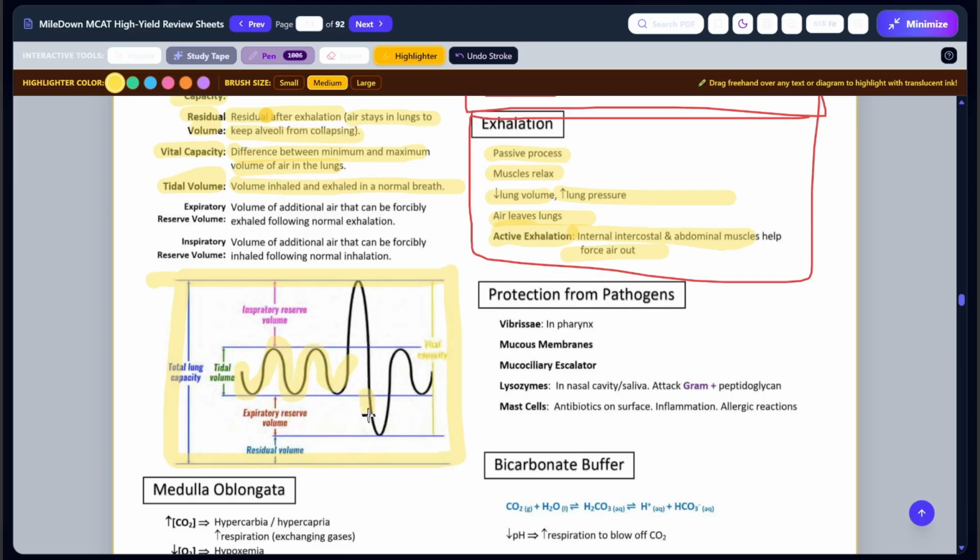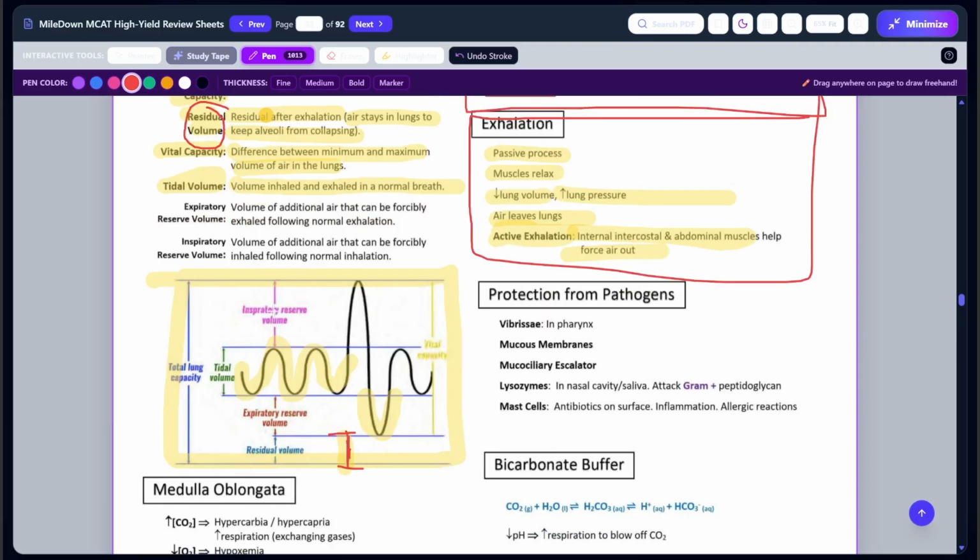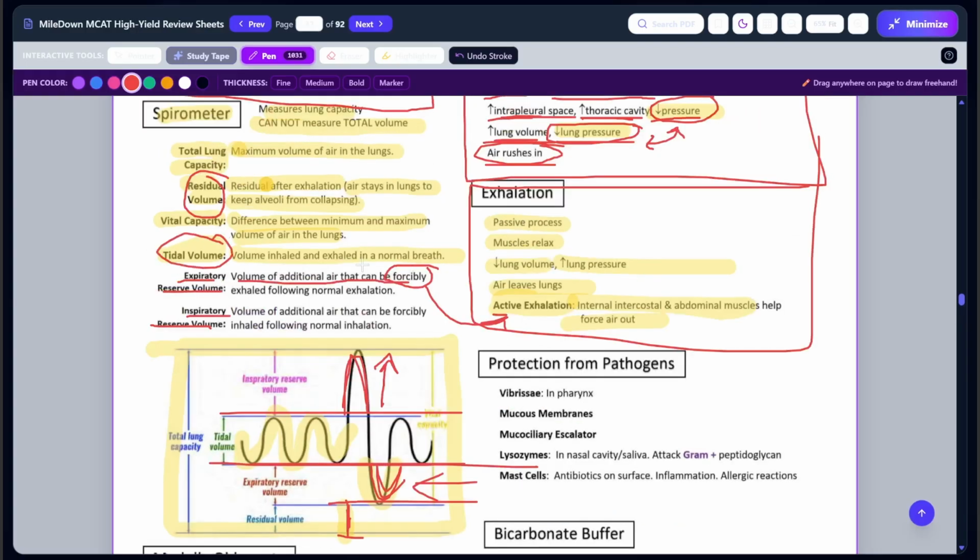Right? This is the rest of your reserve for air that's left, the minimum air that's residual. Residual volume is the minimum that's left over after you've exhaled fully. Expiratory reserve volume is the additional air that can forcibly be exhaled following normal exhalation. So this would be your active exhalation, where you have to actively push to get more air out. And your inspiratory reserve volume is when you actively push to get more air in above your tidal volume. Your tidal volume, remember, is your normal breath.